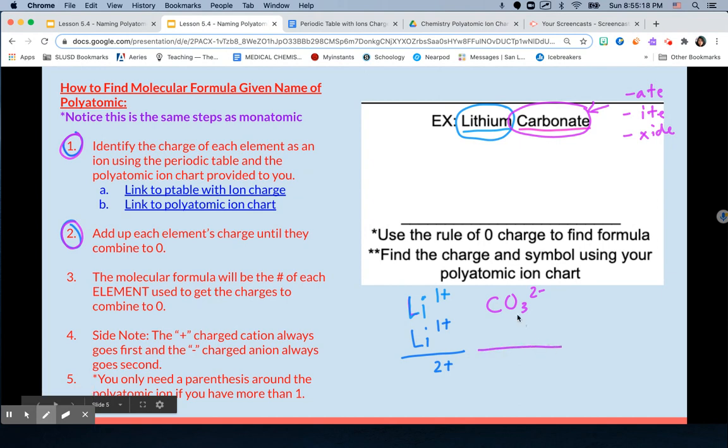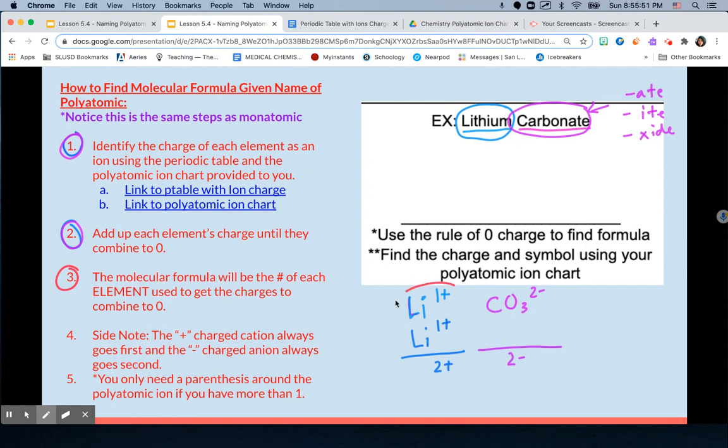And just one of these carbonates already adds up to 2 minus. So see how my charges are the exact opposite. So this is positive 2, negative 2. They're the opposite, so when they add up, it's going to be 0. So now I'm going to move on to step 3, where I'm going to identify how many of each element I used.